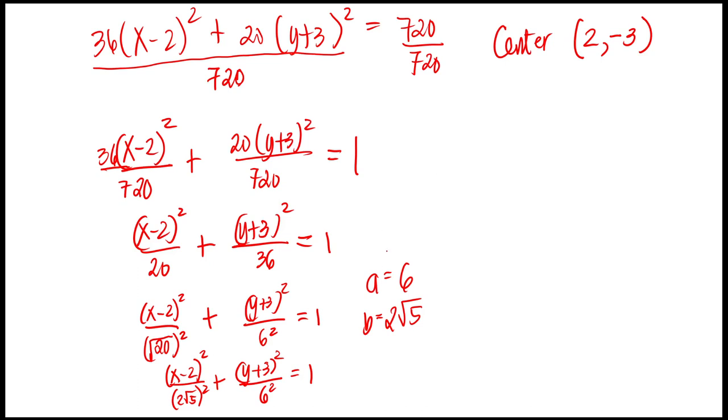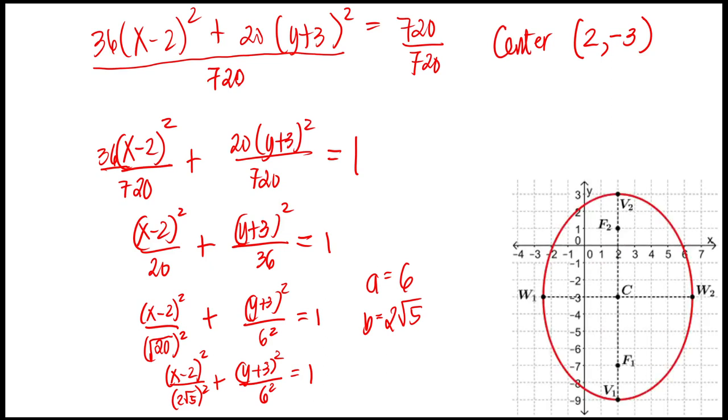Okay, tandaan natin yung major axis natin is vertical. So, dapat mas mahaba yung sa may bandang patayo. So, pahaba siya na patayo. So, ganito yung magiging itsura po ng ating ellipse. Patayo siya, mas mahaba siya sa patayo. Okay, yung center natin is at 2, negative 3, as you can see, yung point C.